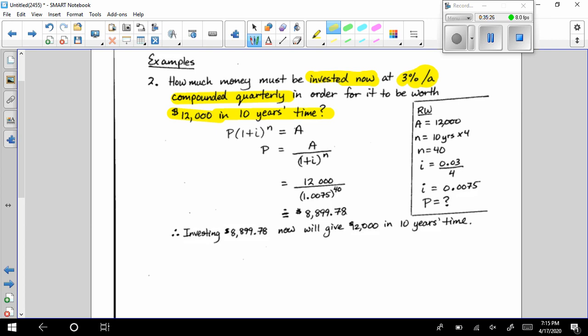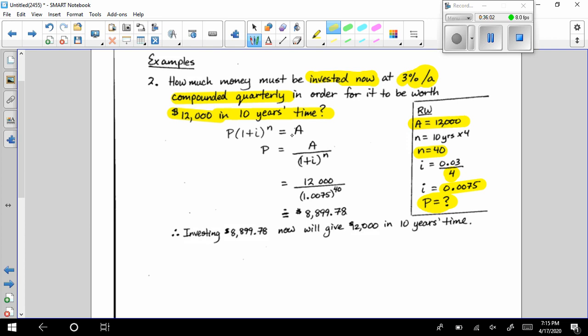Well, I've organized my thoughts off to the side here. I know that the amount we're aiming for is 12,000. The n value will be the number of years times how many times they do the interest calculation per year, which is 4 times a year. So n is 40. My value of i is the annual interest rate divided by the number of times they do the interest calculation each year, which is 4. And it works out to a convenient decimal number. It's the principal that I don't know.